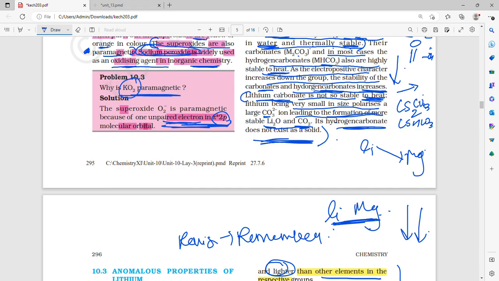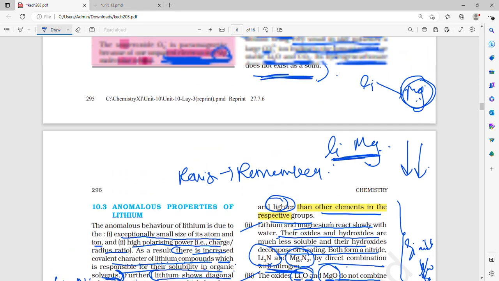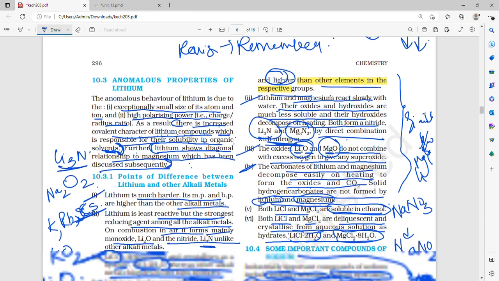So lithium carbonate is not so stable to heat. Why? Because lithium, being very small in size, polarizes the large carbonate ion, leading to the formation of more stable Li2O and CO2, oxide and carbon dioxide. Its hydrogen carbonate does not exist as a solid, because it shows the diagonal relationship to magnesium. Ahead you will see that even magnesium hydrogen carbonate does not exist as a solid.